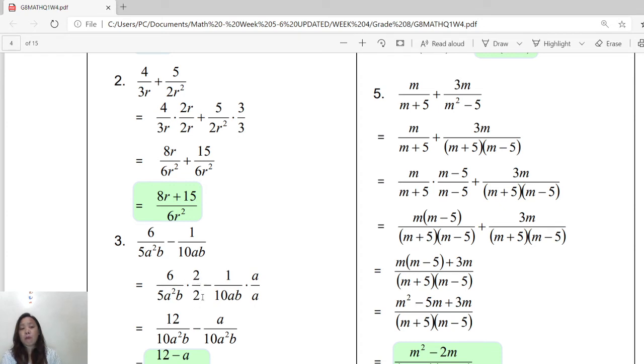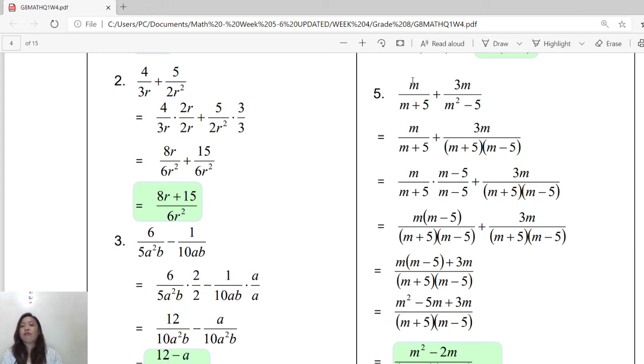So we need to multiply both numerator and denominator by 2. Another, since we already have 10 and b, we only need a. So that's why we will multiply both numerator and denominator by a. So 6 times 2 is 12. This is already 10a squared b. Minus 1 times a is a. This is already 10a squared b. Since the denominators are equal, copy or rewrite 10a squared b, then we subtract the numerators, and that is 12 minus a. You cannot subtract these two further because 12 and a are not similar terms. So just leave it like this.